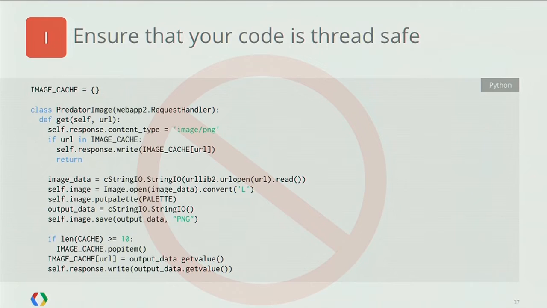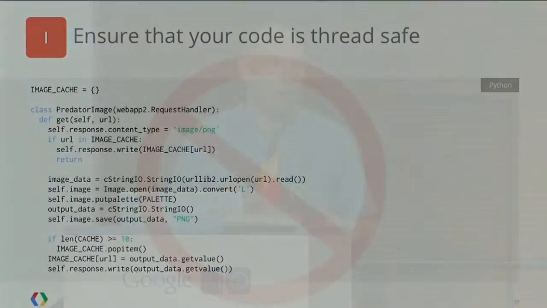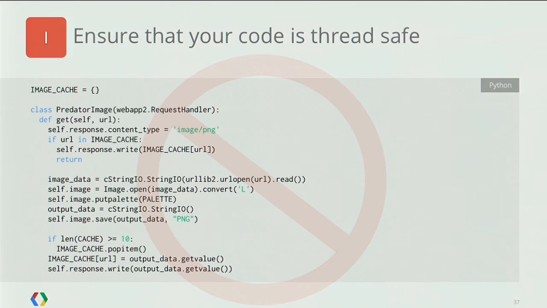So has anyone figured out what the problem with this code is yet? I've cleverly decided to add a cache of the images I've already transformed before. So basically what I'm going to do is when a URL comes in, I'm going to generate the predator image, and then I'm going to save it in this cache. So if the URL is already in the cache, which you can see in the second line in the get handler, then I'm going to just output the cached version. Otherwise, I'm going to compute the image as normal.